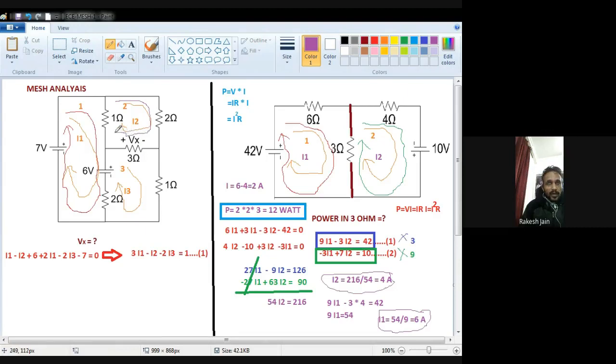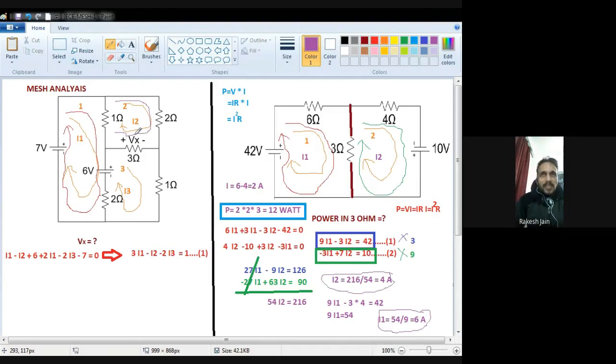There is no need to write down the value of this Vx, because Vx is just the question. You have to find out the voltage across the 3 ohm. Is it clear? This is not a battery given. If a battery is given, then write down the equation, otherwise not. So there is no need to write down minus Vx.